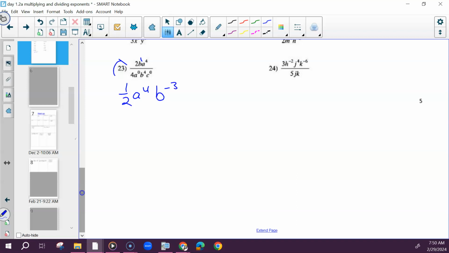C to the 0 just becomes 1, and it doesn't have a like base to combine with, so that just disappears. So then if I were to rewrite this, a to the 4th is going to be in the numerator. B to the negative 3 means b to the 3rd is going to be in the denominator. So a to the 4th over 2b to the 3rd. Questions on that one, or other questions on this one?